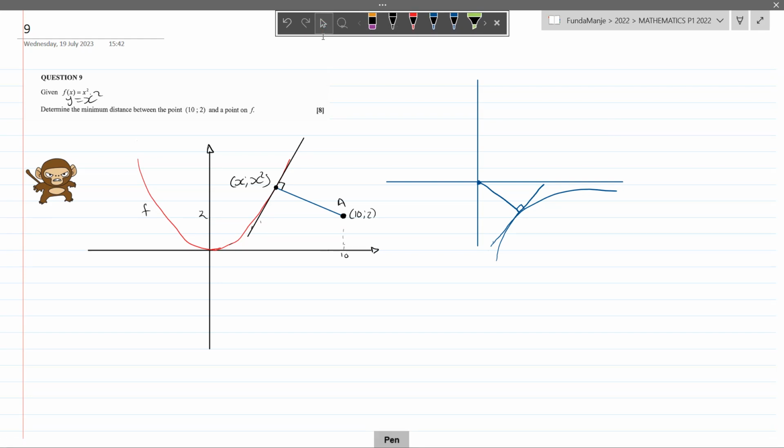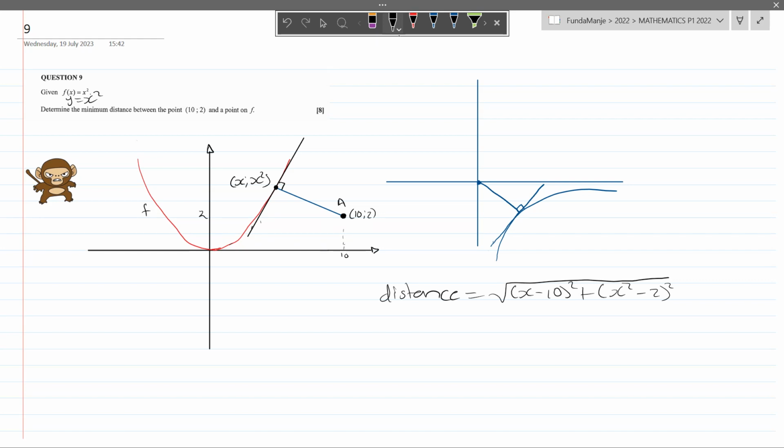Then let's see. Our next step now is to formulate the distance formula. So using the distance formula, distance is equal to the square root of the change in x, so that would be x minus 10 squared, plus y minus, since we said y is x squared, we'll replace that with x squared minus 2 for the other coordinate, and then we square it like that.